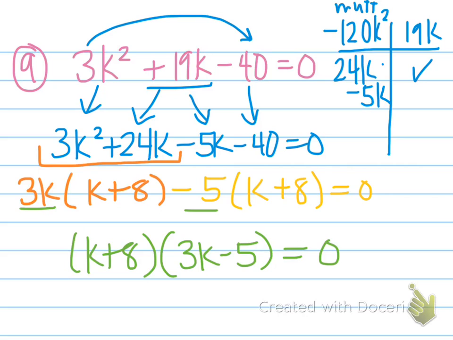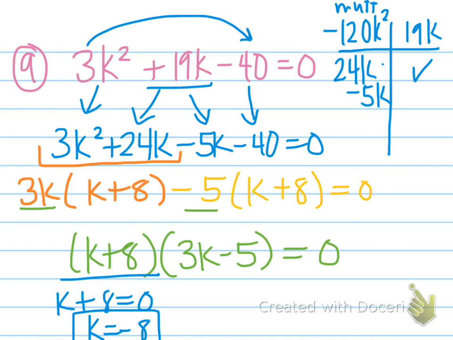So I have my two factors, which I now need to set equal to 0, and solve. So I get k equals negative 8 as one of my solutions, and I get 3k minus 5 equals 0 for another equation. If I add the 5 and divide by 3, I get k equals 5/3 for my other solution to this quadratic equation.